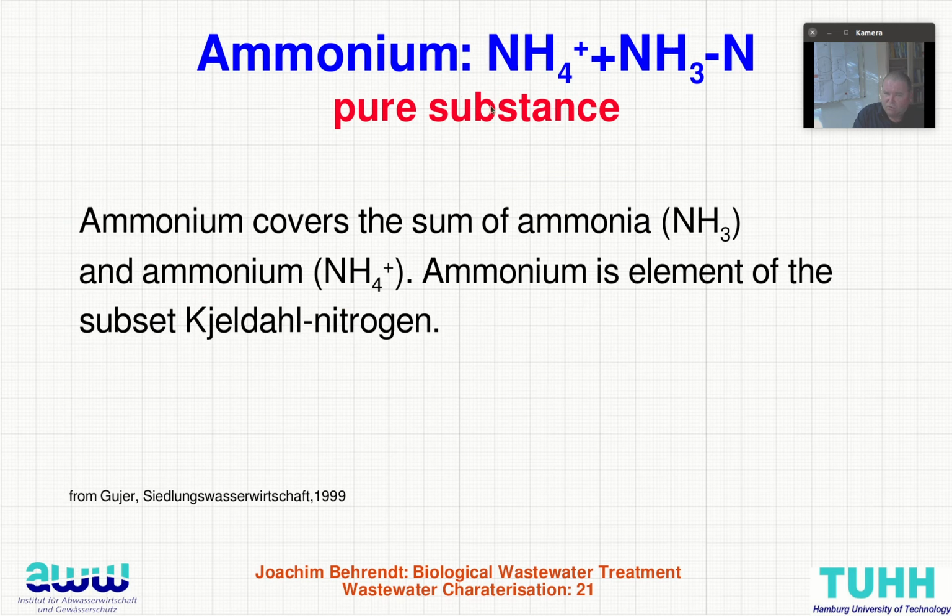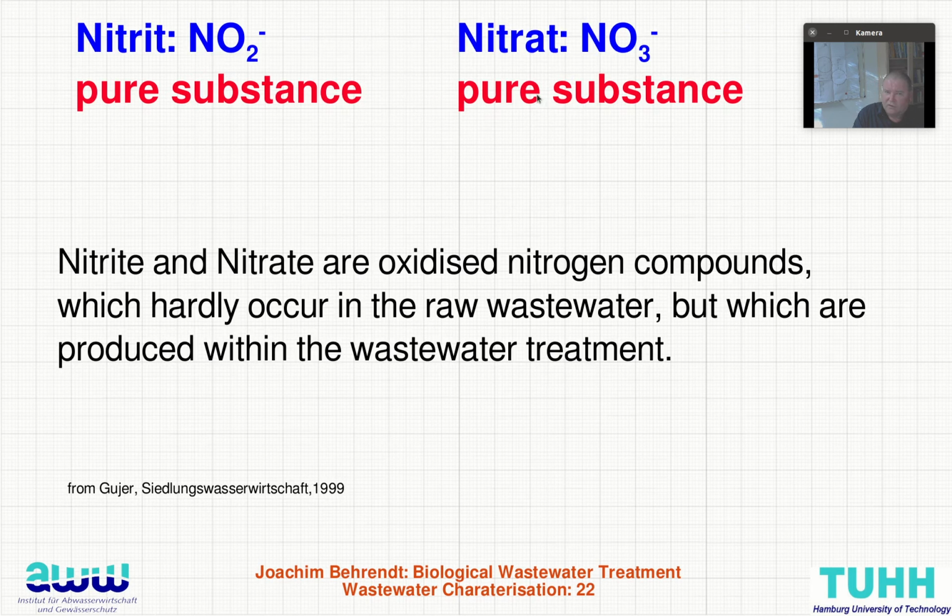Ammonia is a pollutant substance. And what we are talking about is the sum of ammonia and ammonium N. Nitrite and nitrate are also pollutant substances. They are produced by the oxidation of nitrogen components. Normally they are not in the inflow of wastewater treatment plants, but they are produced during the treatment.